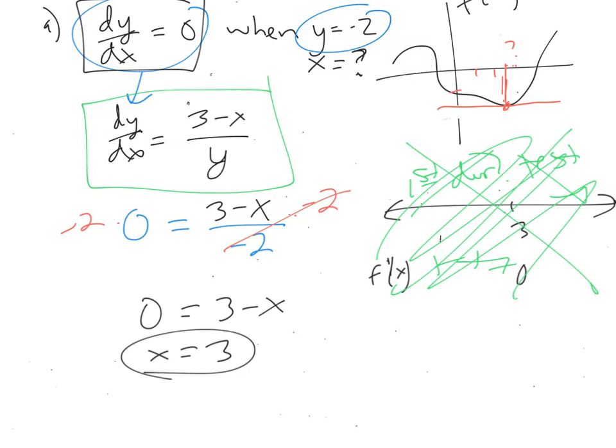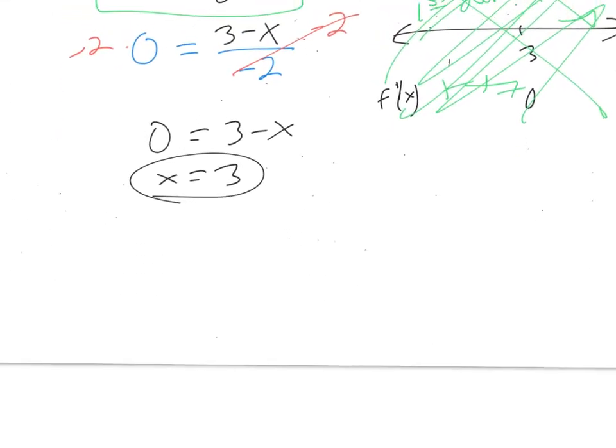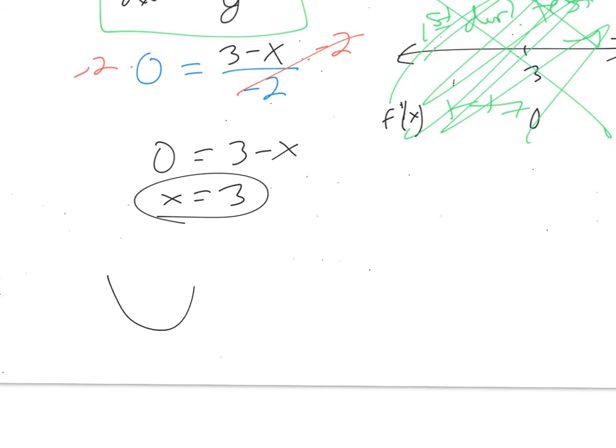Before I even do it, I'm just going to go over the concept. The concept is, if I'm going to have a minimum on my graph, my graph is going to have to be concave up, which means my second derivative, f double prime, is going to have to be greater than 0. And if it's going to be a maximum, it's going to have to be concave down at that point, which means my second derivative is going to have to be less than 0.